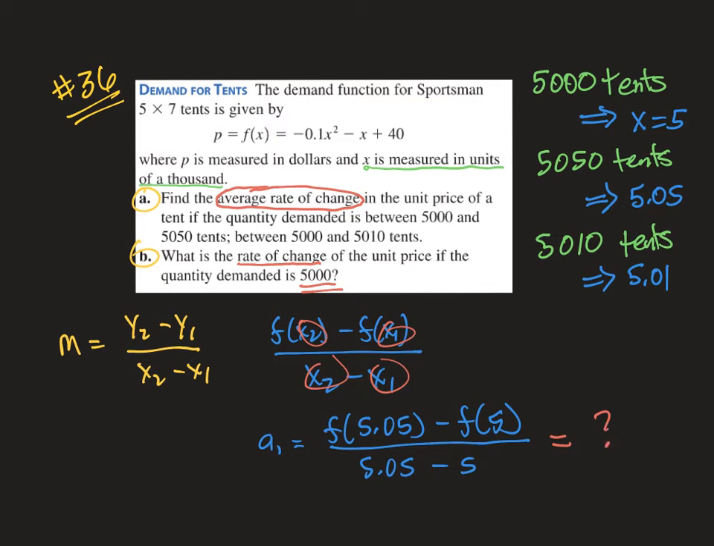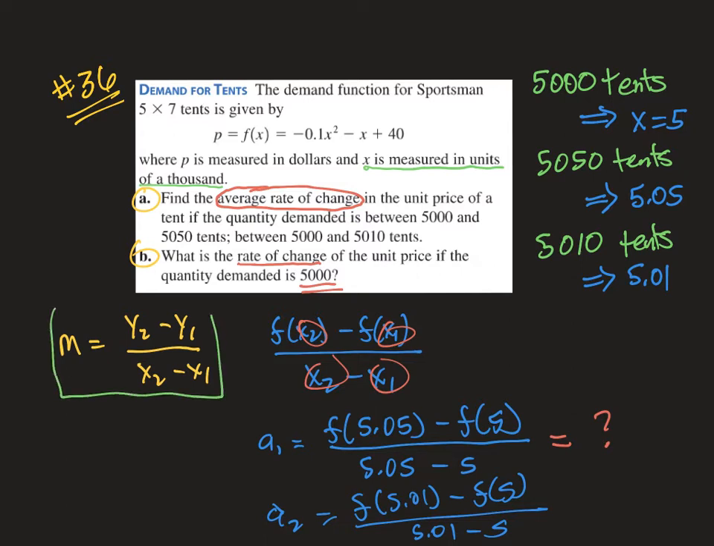In the same sense, we'll do the second part, but we'll do 5.01. I'm going to run out of space here. Minus 5 divided by 5.01 minus 5. So f of 5.01 minus f of 5 over 5.01 minus 5. Both of these are just old school slope calculations with a bunch of fancy numbers. And again, our job is to get the answer to this thing.